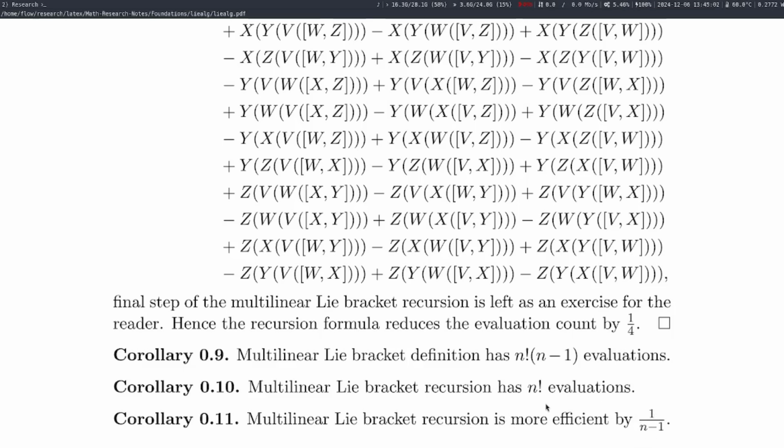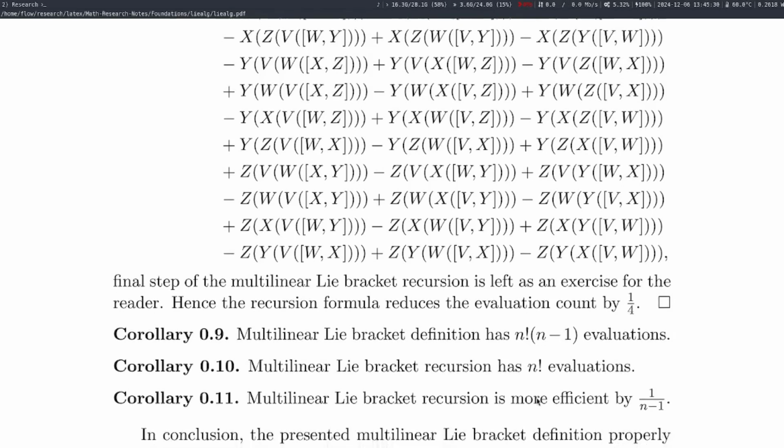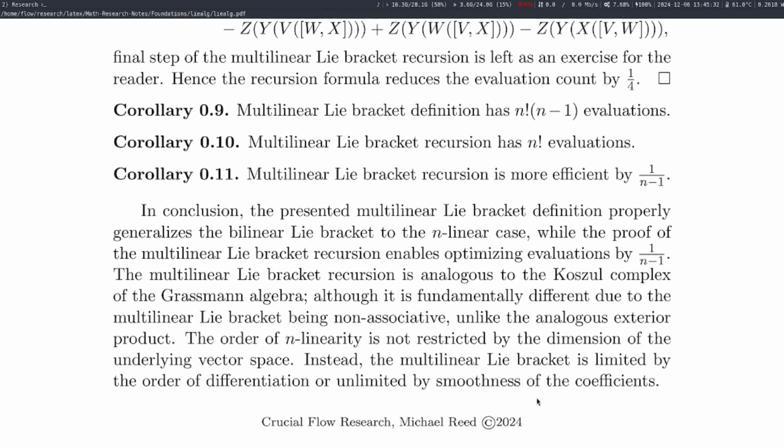So this generalizes to any higher order multilinearity for Lie brackets. So we can do any kind of n bracket and make it more efficient in terms of evaluations by 1 over n minus 1 by applying this multilinear Lie bracket recursion theorem or formula, which I proved. So my proof can be really useful, I think.